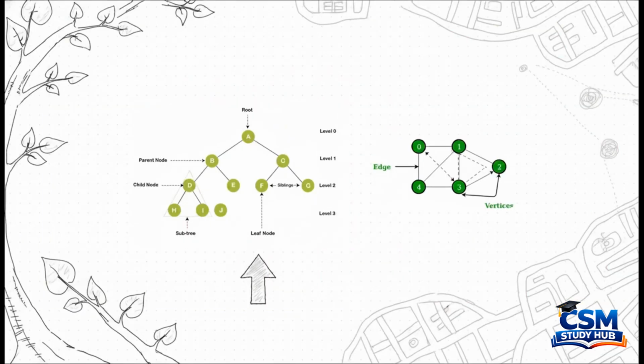So, first we have the tree. A tree is entirely hierarchical. It starts at the top with a root node, which then branches down into parent and child nodes, creating these really clear multi-level relationships. Then we have the graph. A graph is more like a network made up of vertices or nodes that are connected by edges.